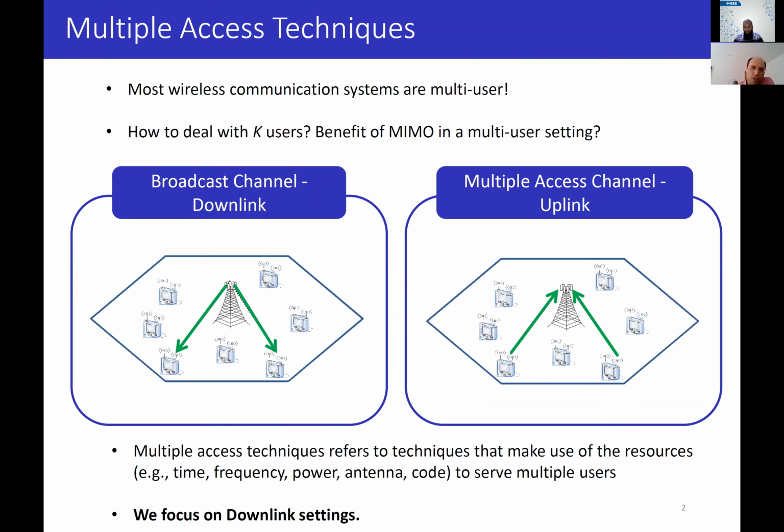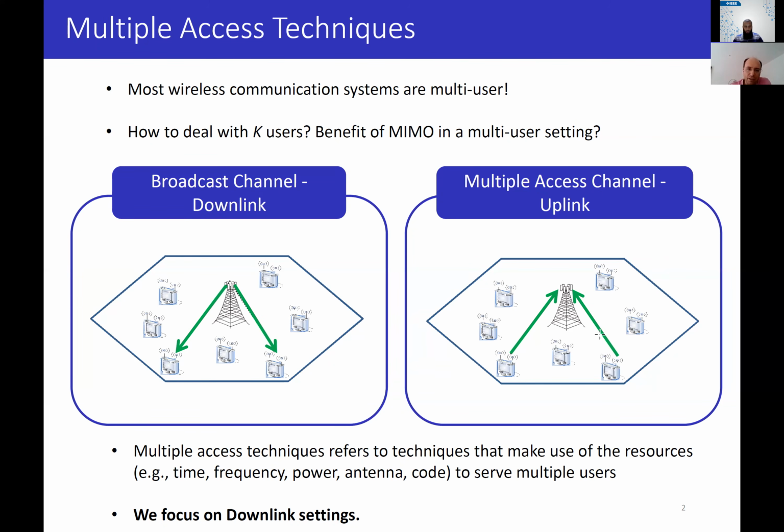And so in communication information theory, we know that there are two fundamental building blocks of multi-user channels, the broadcast channel and the multiple access channels. Very simply, it refers to the downlink scenario here on the left side and the uplink scenario there of a single cell.